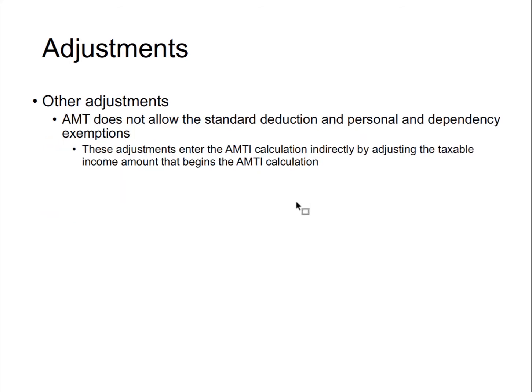Other adjustments. So the AMT does not allow the standard deduction and any personal and dependency exemption. You have to add those back, and we saw that at the beginning of our formula. And there are lots and lots of other adjustments out there that we have to adjust for, but these are just some of the really big ones.